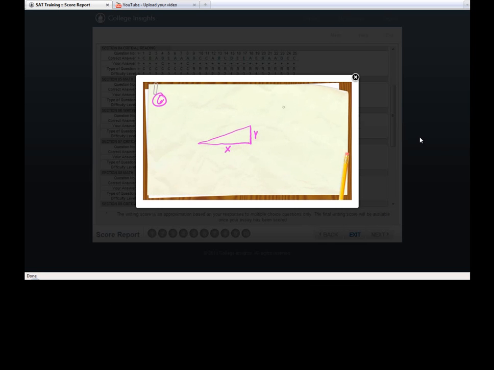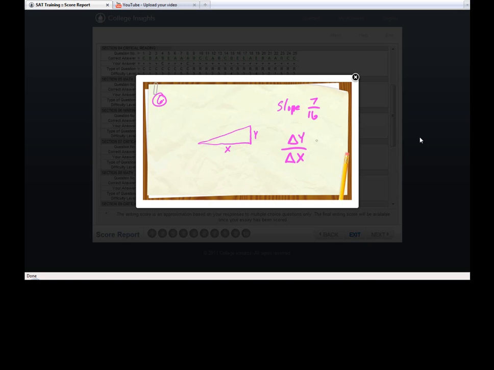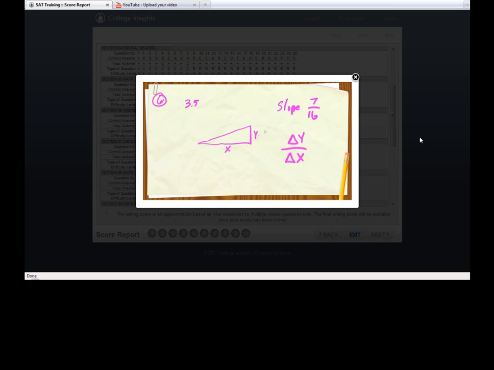Okay, we're told on this question that the slope is 7/16. And we know that the slope is the rise over the run, or change of y over change of x. So we're told that 3.5 is equal to y. So what we know is 3.5 over whatever x is going to equal our slope, which is 7/16.